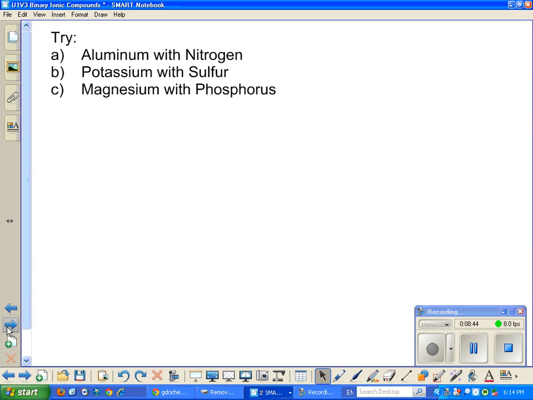So let's begin with aluminum and nitrogen. If we look on the periodic table, aluminum's symbol is Al, and because it's in column number 3, we know that there are 3 valence electrons in its outer shell. Look already how much easier this is than drawing Bohr-Rutherford diagrams. So no more Bohr-Rutherford after this video. Now, nitrogen is a nonmetal. It's on the other side of the staircase. It's in group 5, and so that would mean that it has 5 valence electrons in its outer shell.